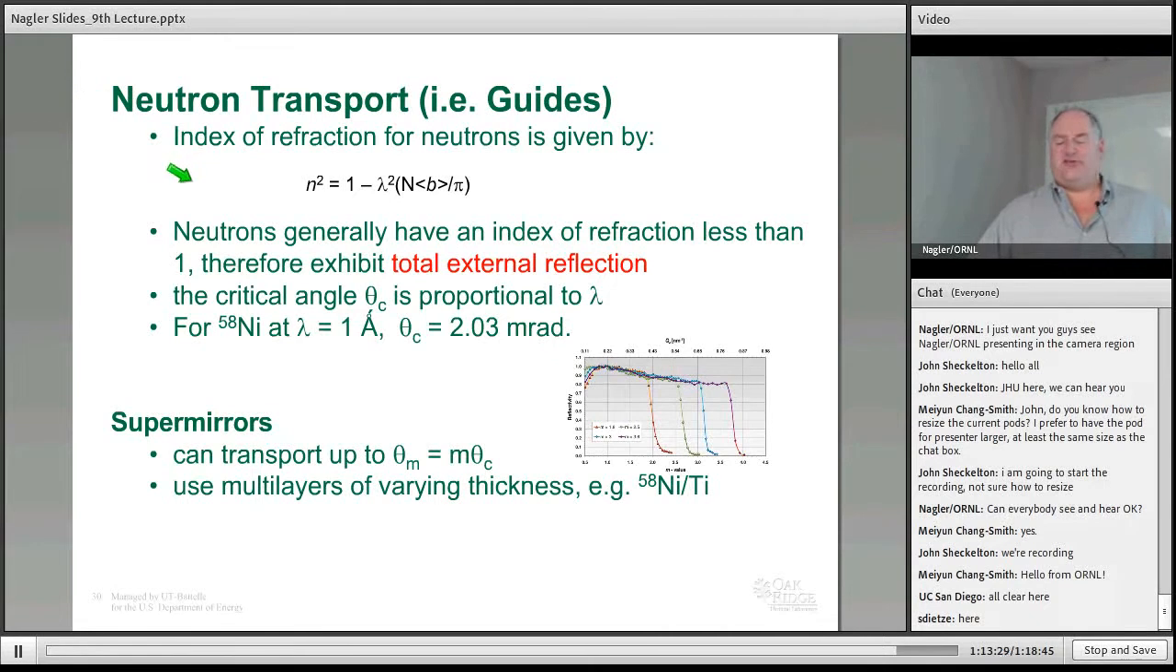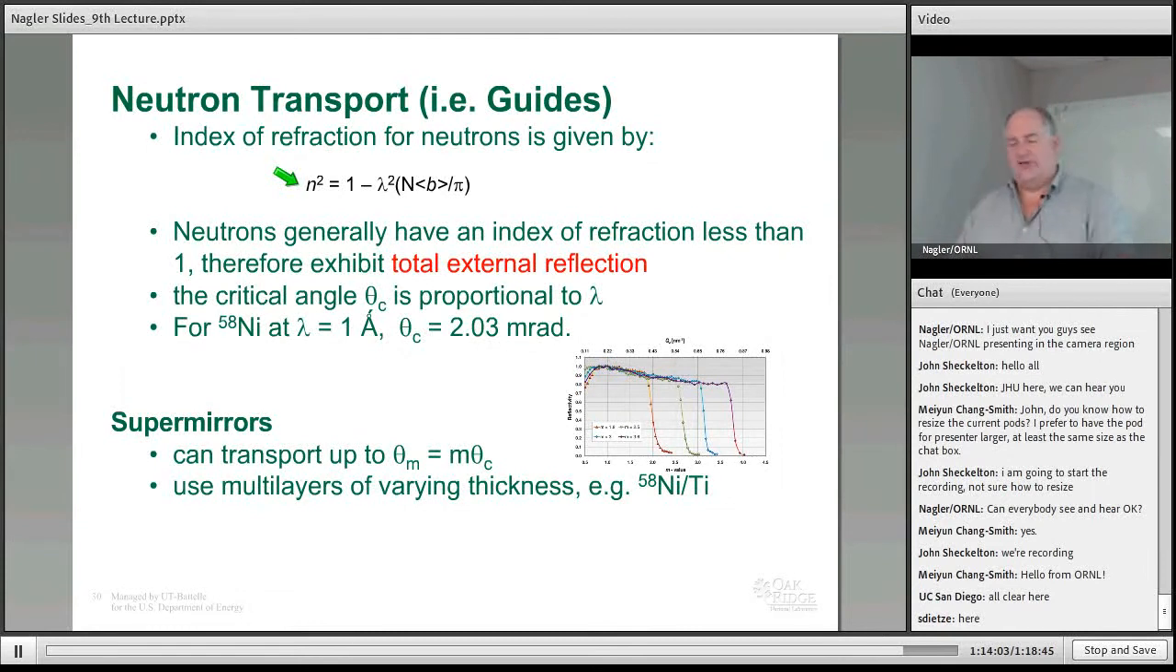The index of refraction for neutrons can be written in this way as a function of wavelength, and this n times b is basically a neutron scattering length and density. This index of refraction is generally less than 1. So if I am in the air and I'm bouncing off of some surface that has this index of refraction, I will get total external reflection, sort of the inverse of light coming down inside glass going to air.